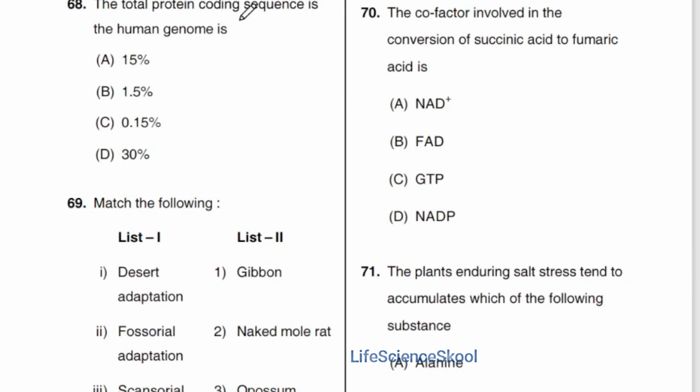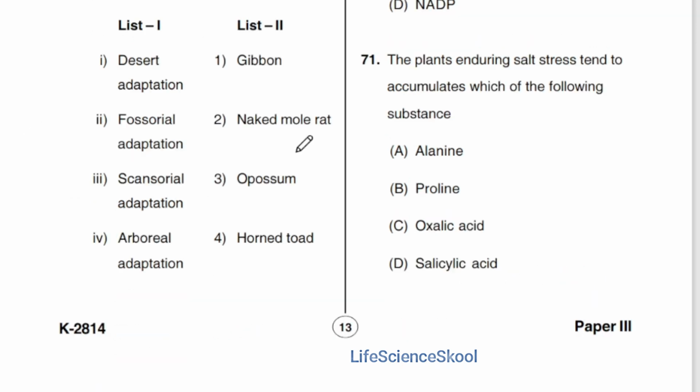The total protein coding sequence in the human genome is. Okay, they are asking about the total protein coding sequence in the human genome. The correct answer for this is option B, that is 1.5%. 69th question, they are asking here to match the following.